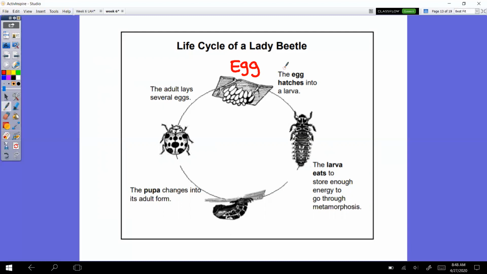Once the egg hatches, it turns into what is called a larva. The larva eats to store enough energy to continue going through its complete metamorphosis. After the larva stage, it turns into the pupa stage, which is the stage right before the adult stage. Once it becomes an adult, it's able to lay eggs, and then the whole cycle starts again.